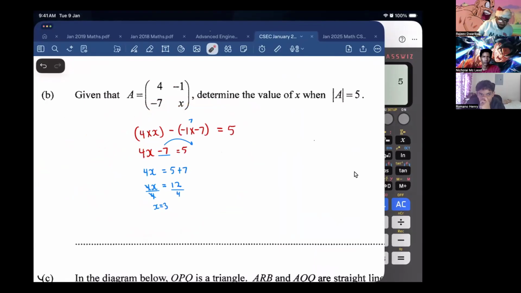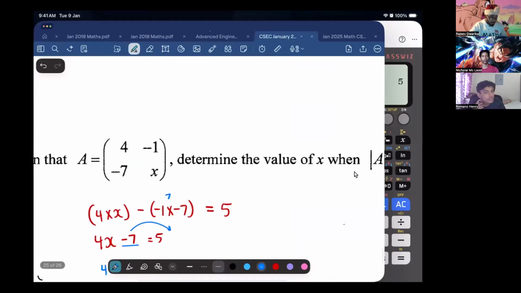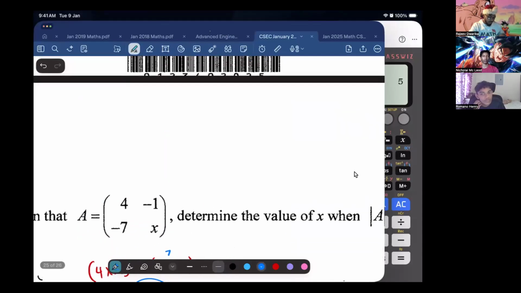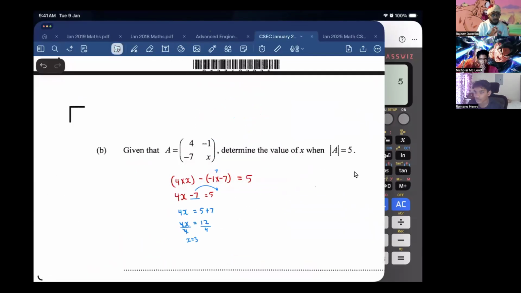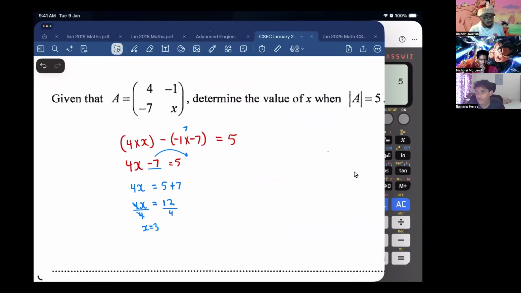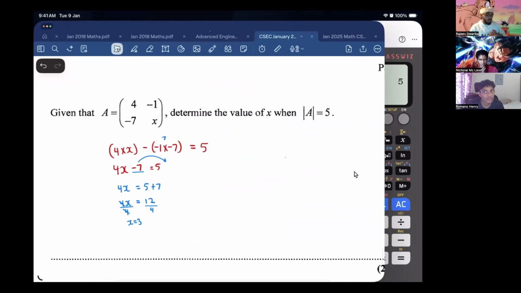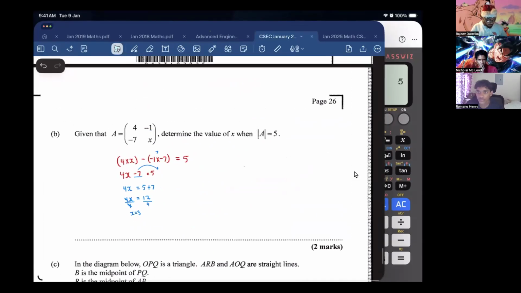If you're a really good math student, you could skip a lot of these steps. So if I'm looking at this, I would write 4x minus 7 is equal to 5. I move across the minus 7, 12, x is equal to 3. That's how I would do it in the exam. I would skip out a lot of steps. But what I showed you was the correct way and the way they want to see in the exam. They don't really have any shorter way to do this. Otherwise, I would have shown you.